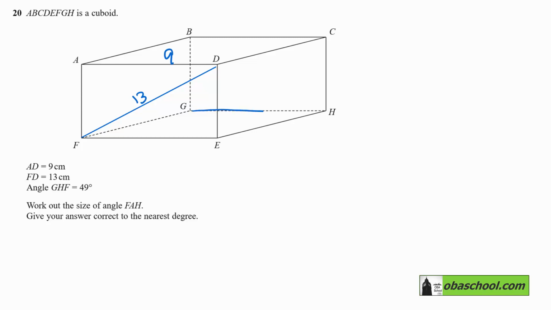So G to H and then across to F. That angle there is 49 degrees. We want to find the size of angle FAH. So FAH would be this angle up here, and that would be in the triangle that I've now colored red.